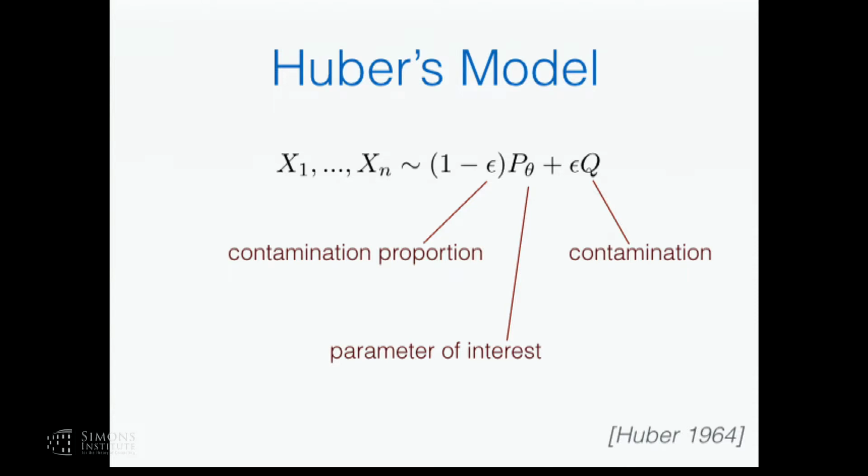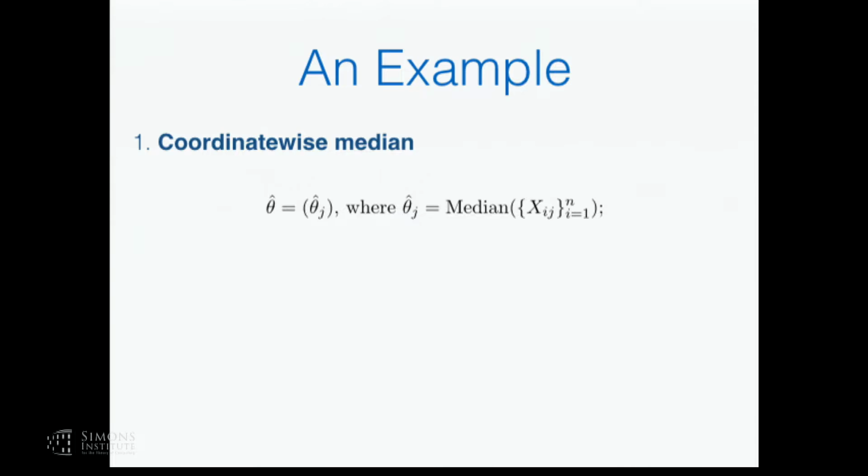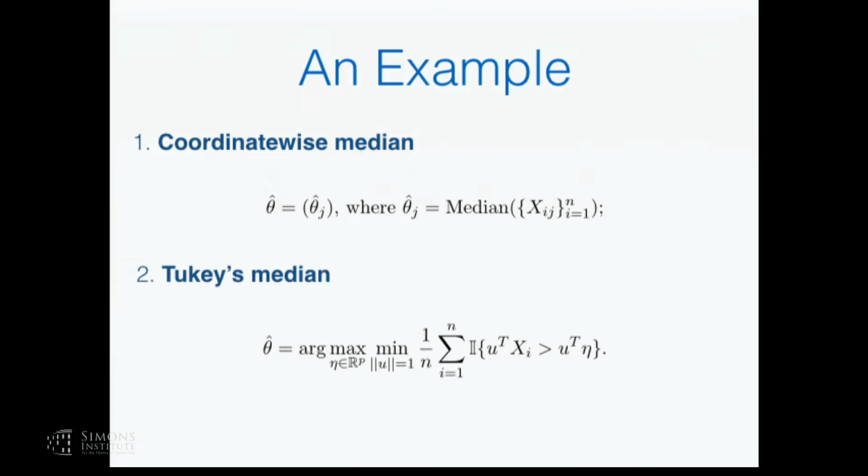So let's start with perhaps the simplest model, where you need to estimate a multivariate normal mean. How can you do that? One of the most obvious estimators is the coordinate-wise median, which is defined to be the univariate median taken on each coordinate. A second choice is Tukey's median. It is defined in a slightly more complicated way. Basically, you find the univariate median in each direction u, and then use this formula to combine all the univariate medians over all directions.